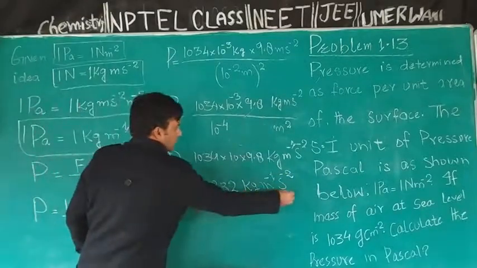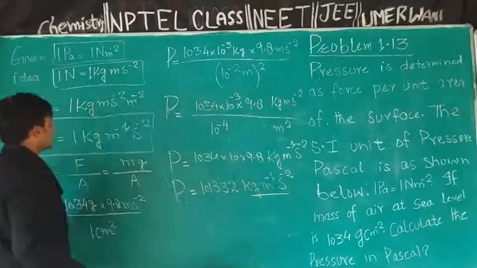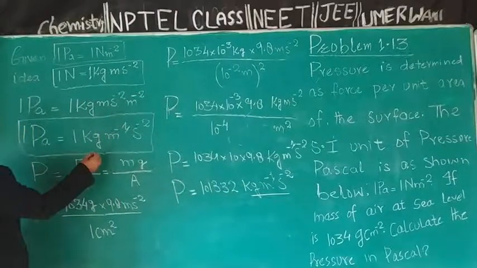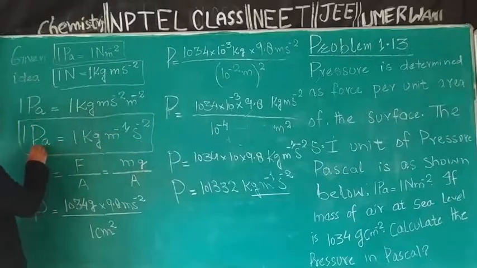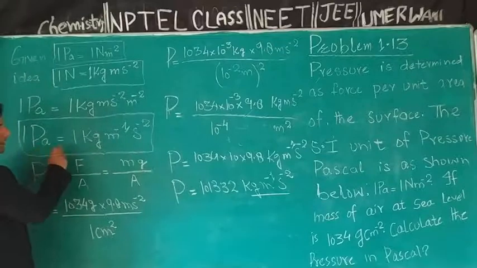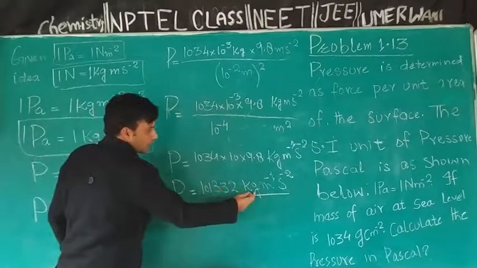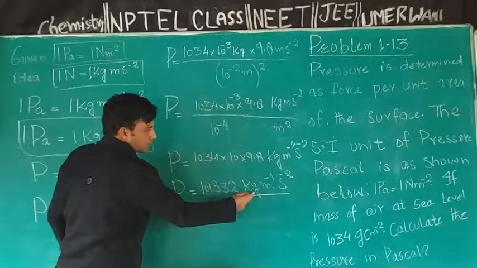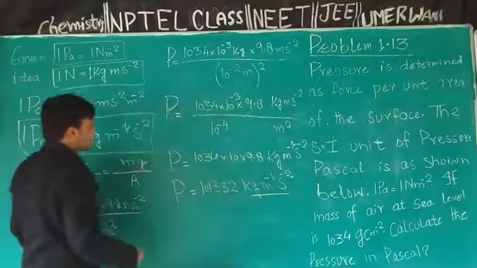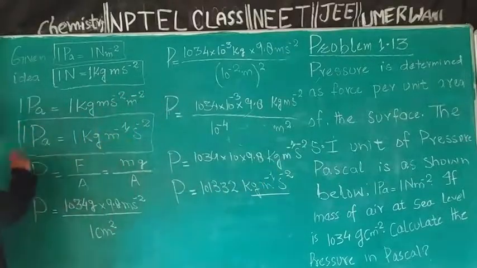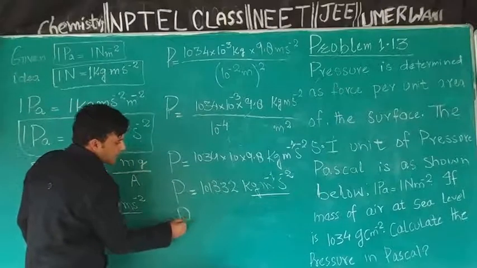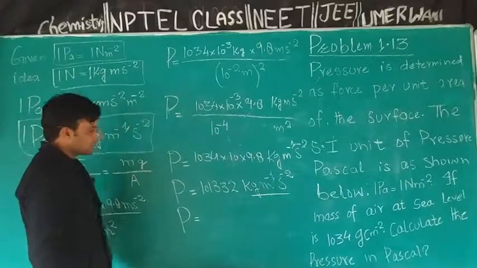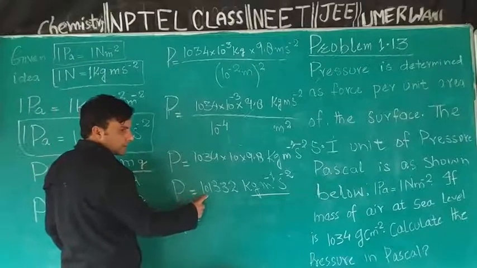And you see, instead of kg meter inverse per second square, I will write Pascal, because I have to report my answer in Pascal, and here the unit is kg meter inverse per second square, but kg meter inverse per second square is equal to 1 Pascal. Therefore, I will now report the answer, but in scientific notation.